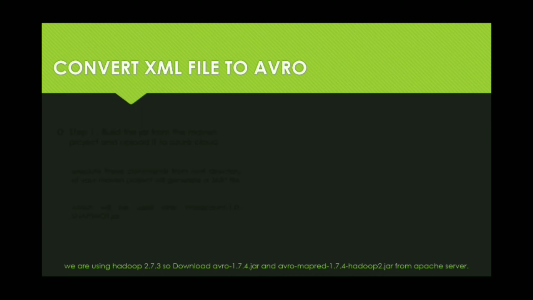Our project is about analyzing Stack Overflow data. The Stack Overflow data dump posts.xml file is what we are processing today. We used Hadoop 2.7.3, and it has dependency on these two files, which we use to build our Avro files: the 1.7.4 jar and MapReduce.